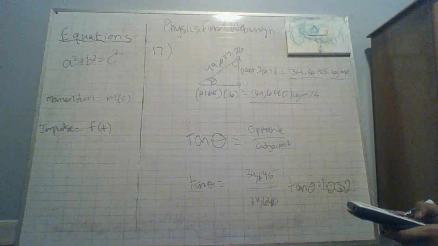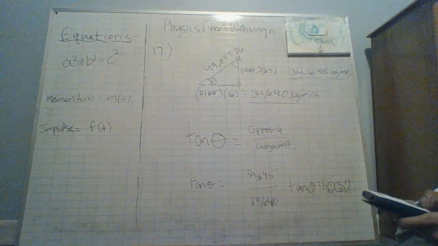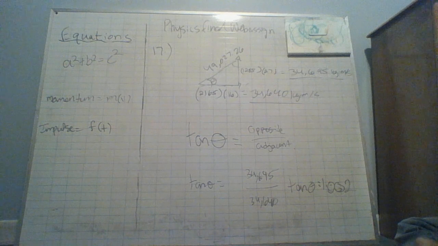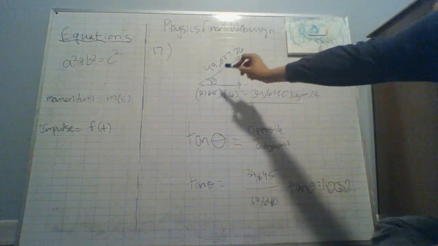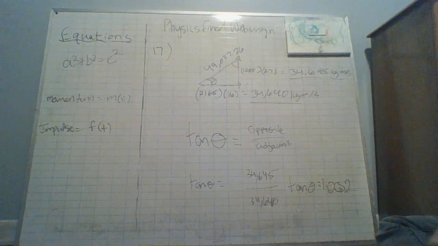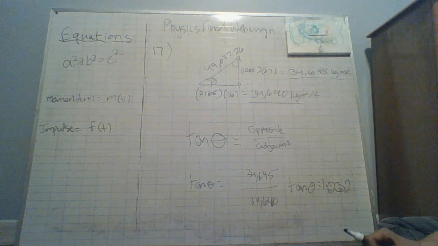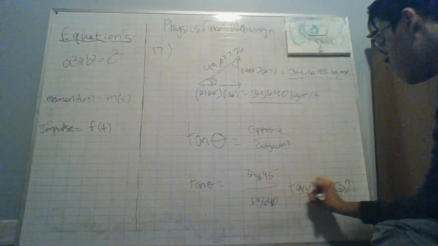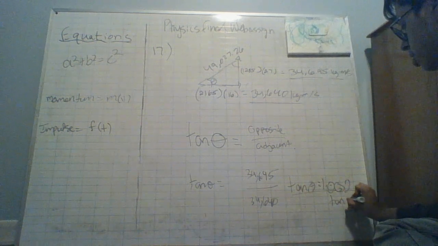Right? So now we're going to do. Now you might have realized that we're just trying to find theta. And so why is there a tangent in front of it? Well, we actually need to get rid of the tangent. So what we're going to do is we're going to divide by tangent, right?